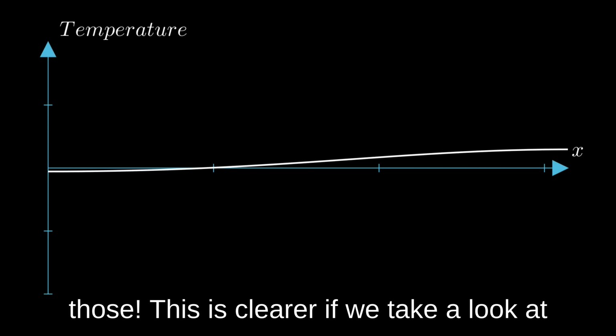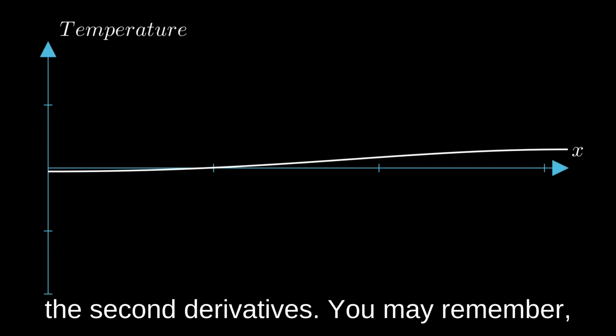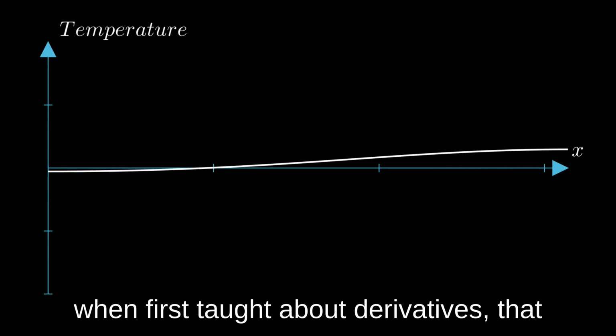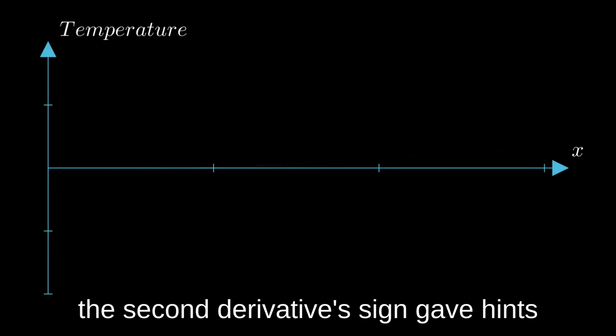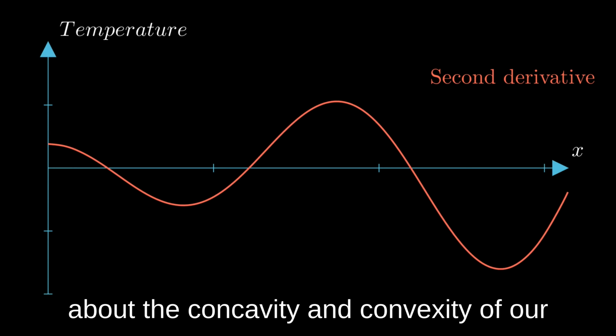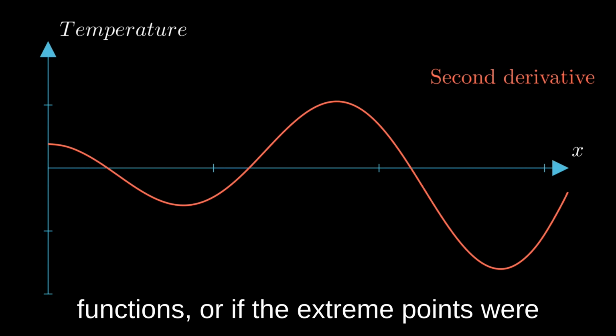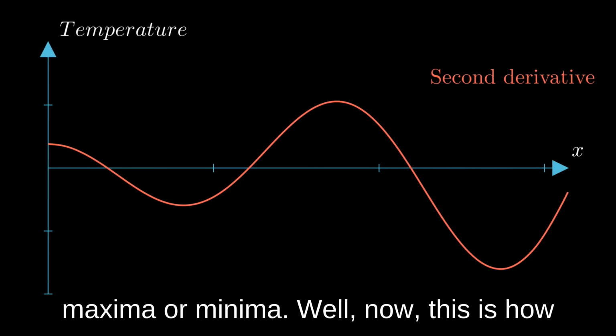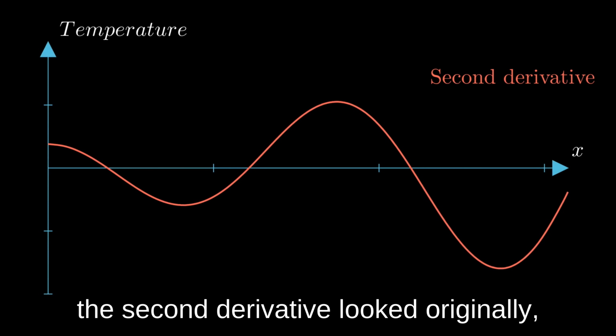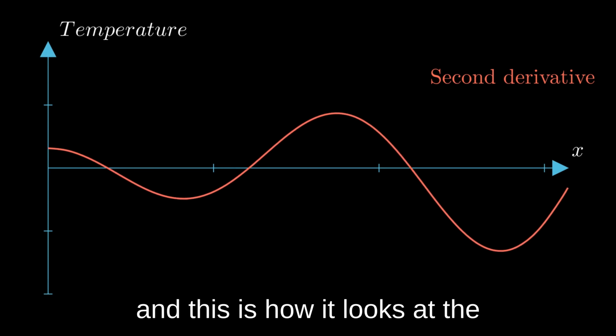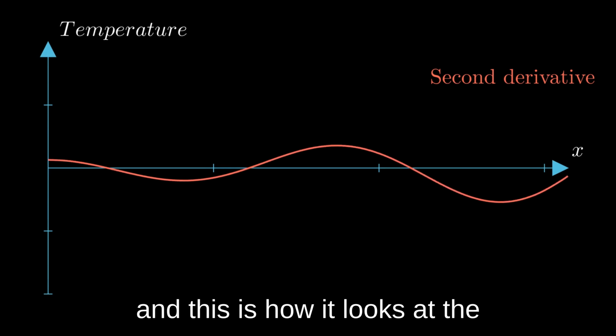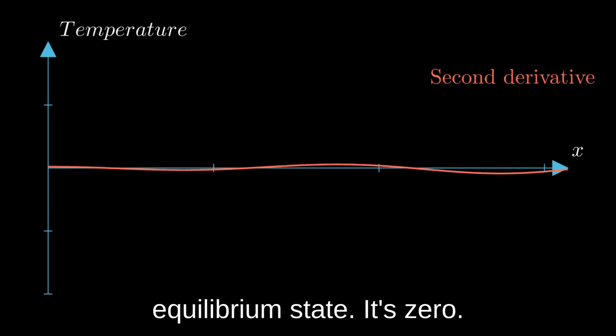This is clear if we take a look at the second derivatives. You may remember when first taught about derivatives that the second derivative's sign gave hints about the concavity and convexity of our functions, or if the extreme points were maxima or minima. Well, now, this is how the second derivative looked originally, and this is how it looks at the equilibrium state. It's 0.